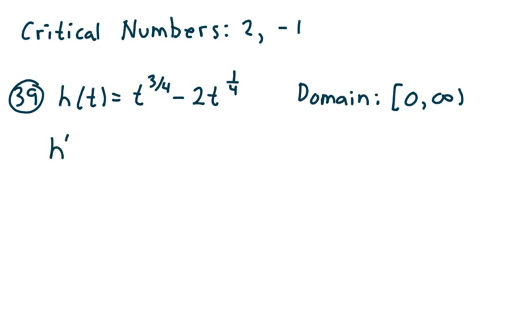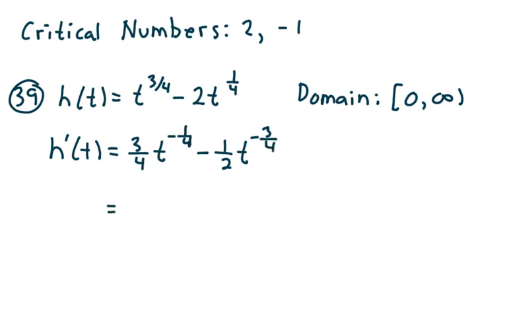Now, let's take a look at h prime of t. That's 3/4 t to the -1/4. That's just power rule. Minus 1/2 t to the -3/4. So we're going to do a little simplifying here. So this is 3 over 4t to the 1/4, minus 1 over 2t to the 3/4.